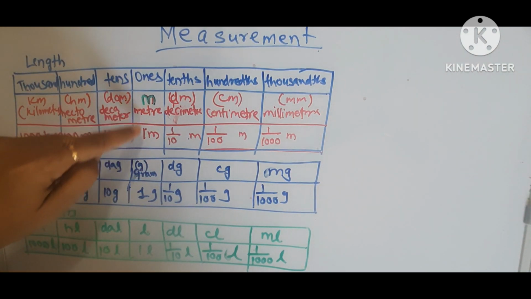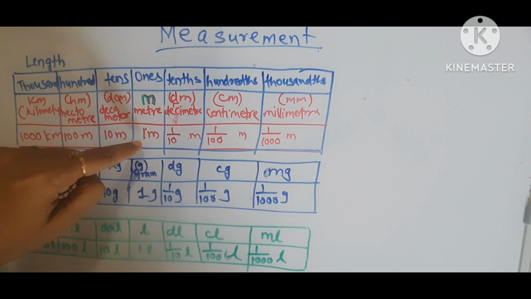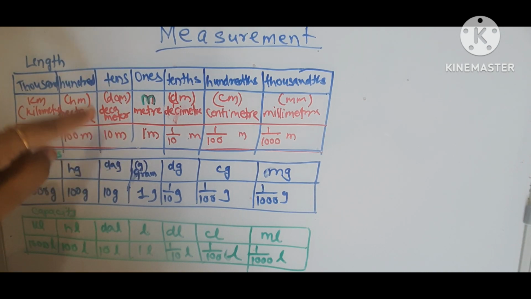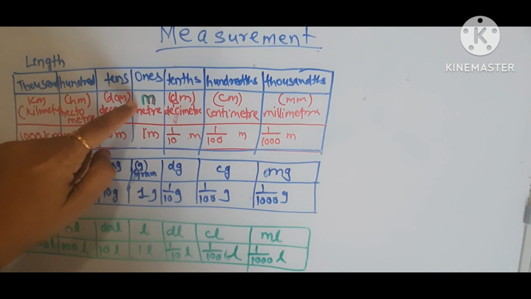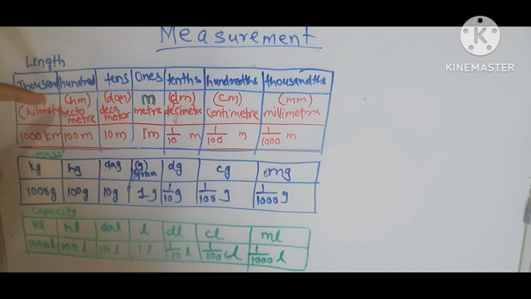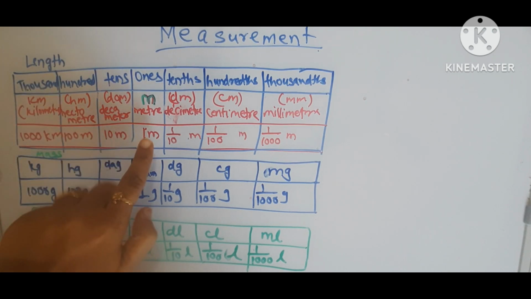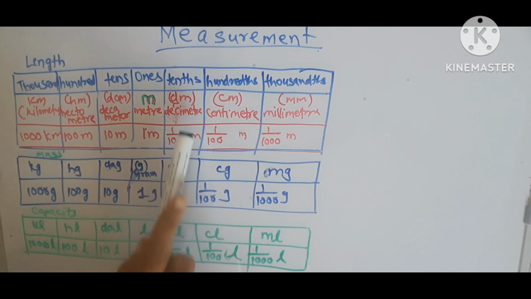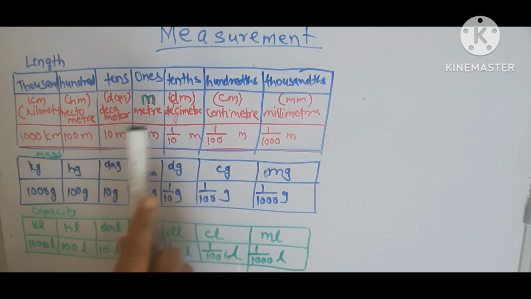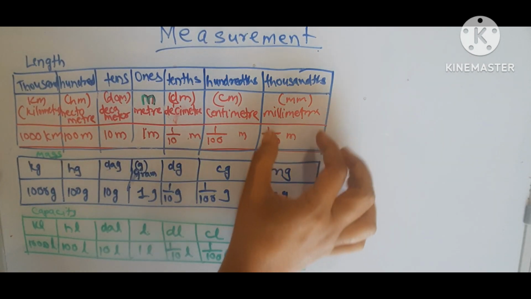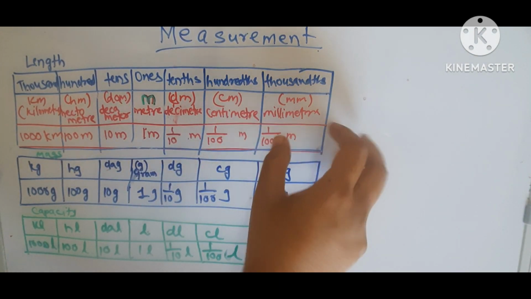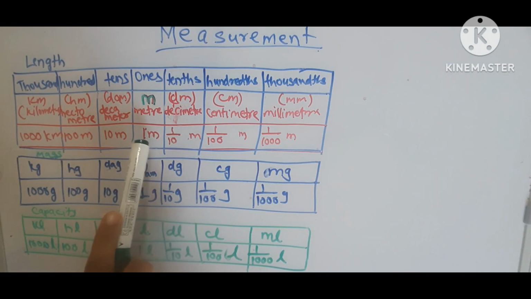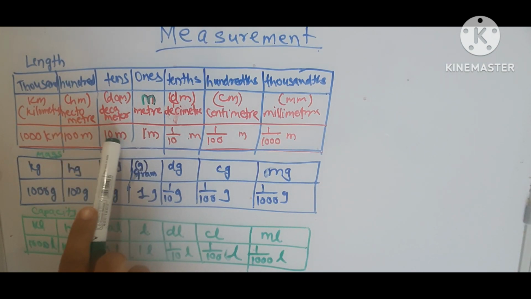Okay, so suppose there is 1 meter. When it is counted in decameter, we have meter, decameter, hectometer, which is bigger than decameter, and last is kilometer. So meter, decameter, hectometer and then kilometer. Smaller than meter are decimeter, centimeter, millimeter. So the smallest term here is millimeter. Okay, so when it is 1 meter, for decameter it is 10 meter.